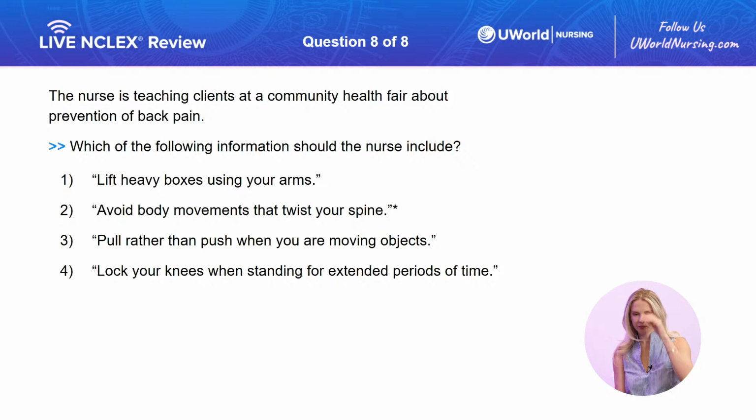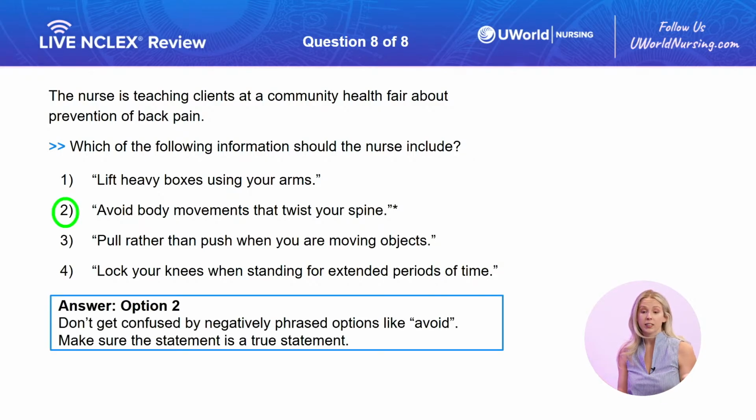Alrighty. So it looks like we have lots of answers coming through, and I see 2s and 4s, but mostly 2s, which is good news because that was our correct option. So we're looking for information that should be included, therefore we're looking for correct information. It is correct to avoid body movements that twist your spine, which would contribute to back pain. We always want to be square. When you're lifting things, we really don't want to twist and have any of that torque or torsion.